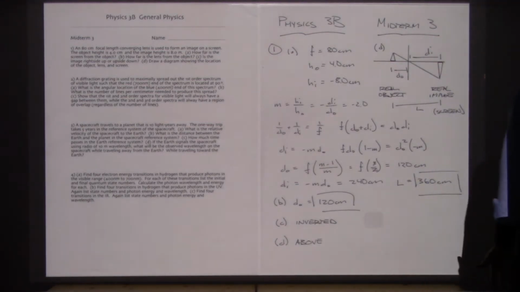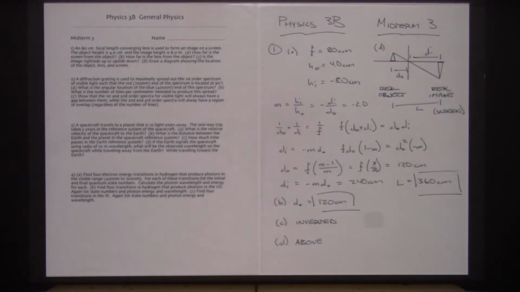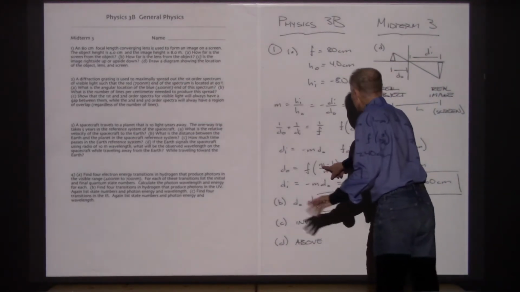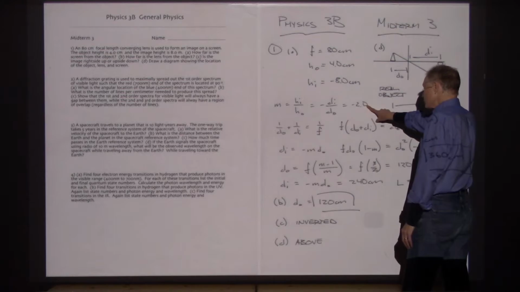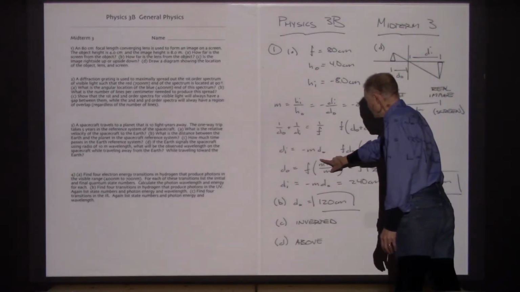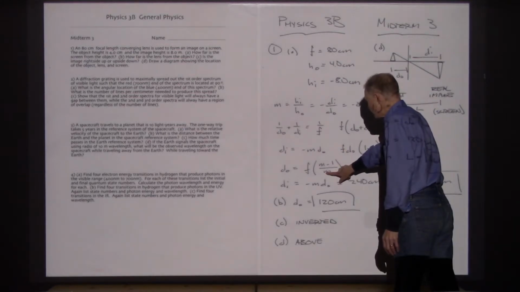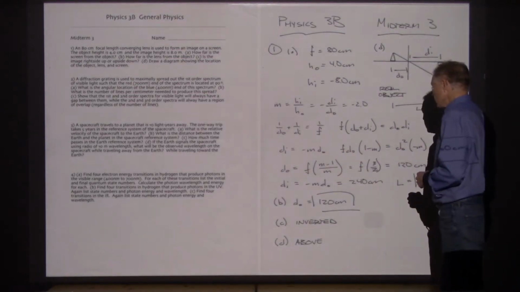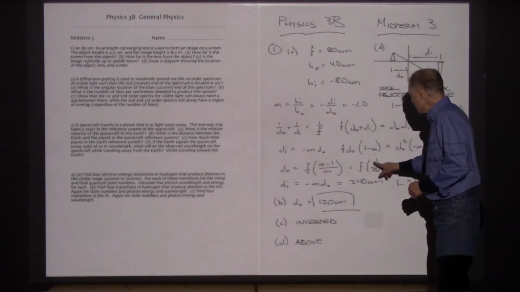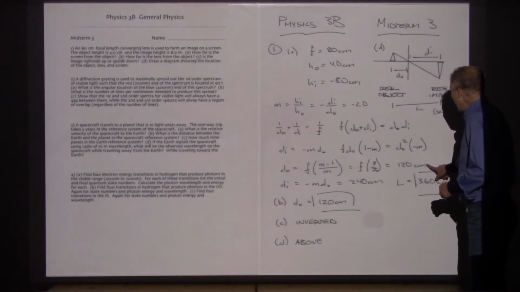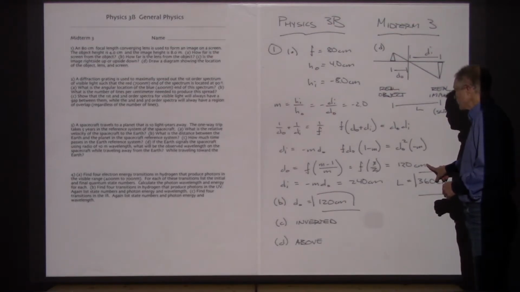So that's kind of a handy formula to work from, right? And in this case, the M, let's think about this, the M was minus 2. This would give me minus 2 minus 1, minus 3, divided by minus 2, the minus signs cancel. So the DO needs to be 3/2 times the focal length. That would be 120 centimeters.